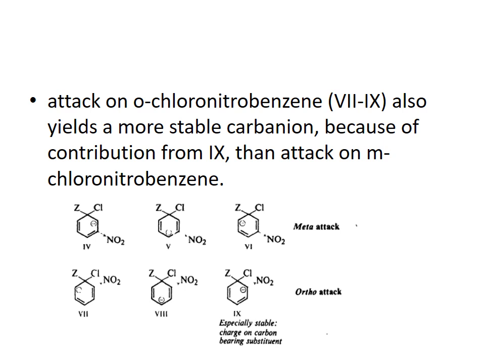That means we can say that the electron withdrawing group should be present either at the ortho position or para position, or at ortho and para positions. If the electron withdrawing group is present at the meta position, that may not lead to the formation of a stable carbanion.